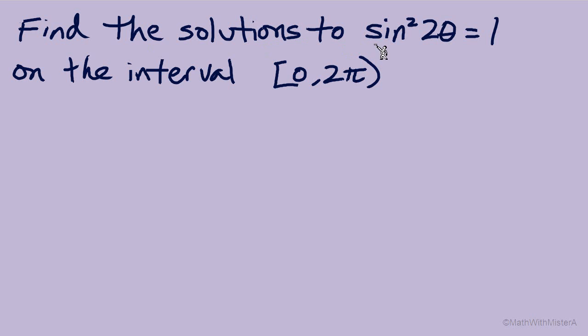Find the solutions to sine squared of 2 theta equals 1 on the interval 0 to 2 pi. We've got two issues here. First of all, a second degree equation, so we'll need to figure out how to get this down to a first degree sine, and also that we have a double angle.